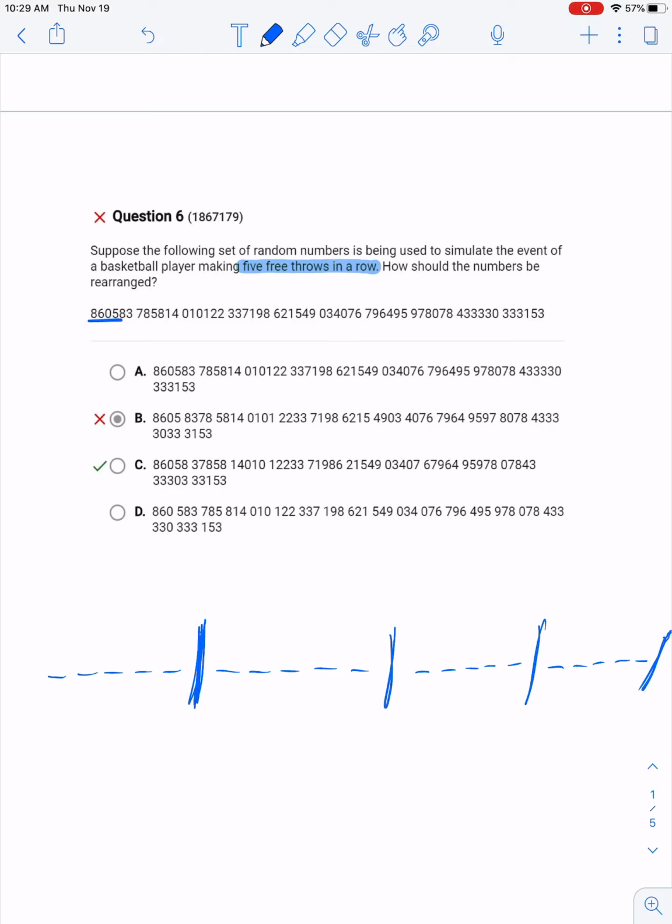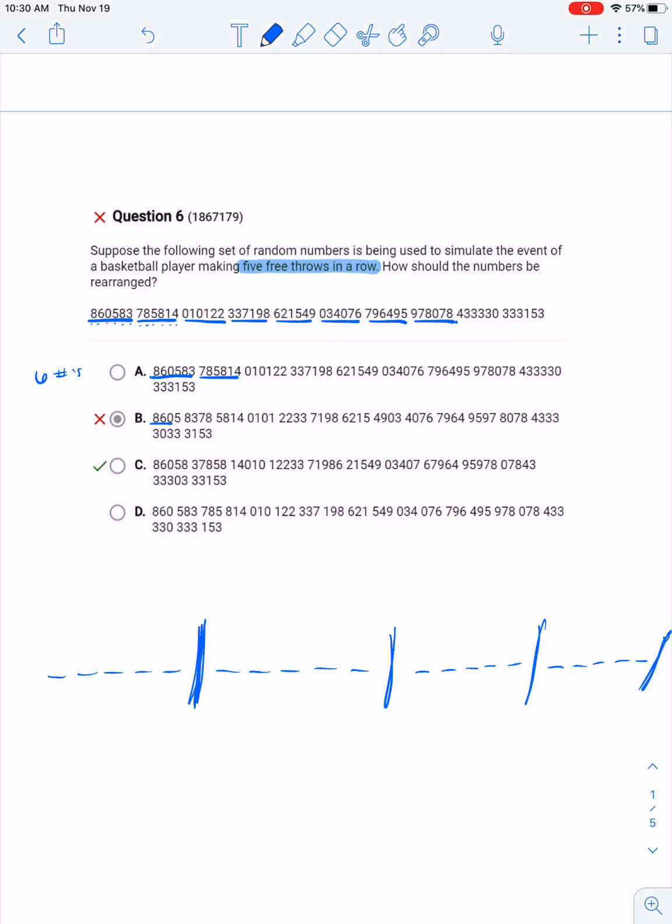If you look at this, in the original list, it's not 5 numbers at a time. It's actually 6 numbers at a time. So 8, 6, 0, 5, 8, 3, there's 6 numbers there. 7, 8, 5, 8, 1, 4, there's 6 numbers there. So we need to look in our options, A, B, C, or D, for which one has just 5 numbers listed at a time. This one has 6 numbers. That's like our original list.